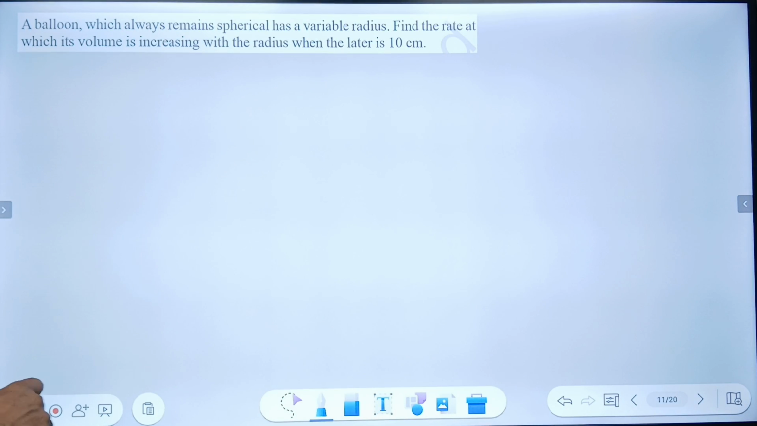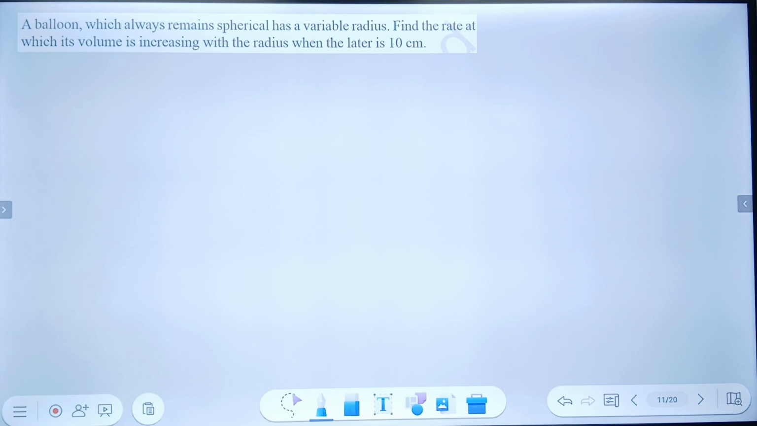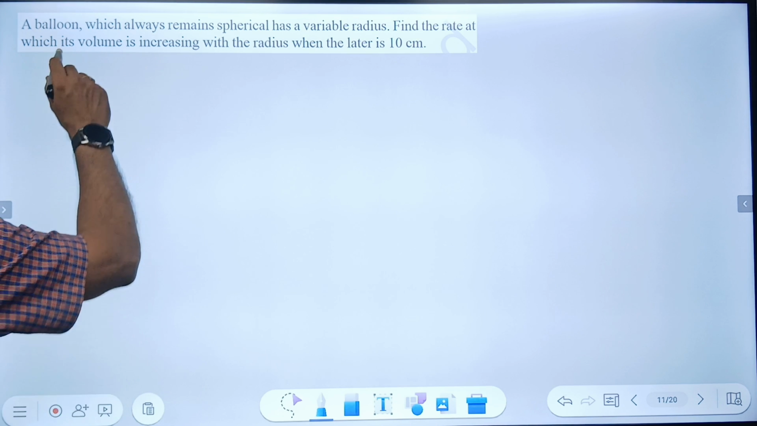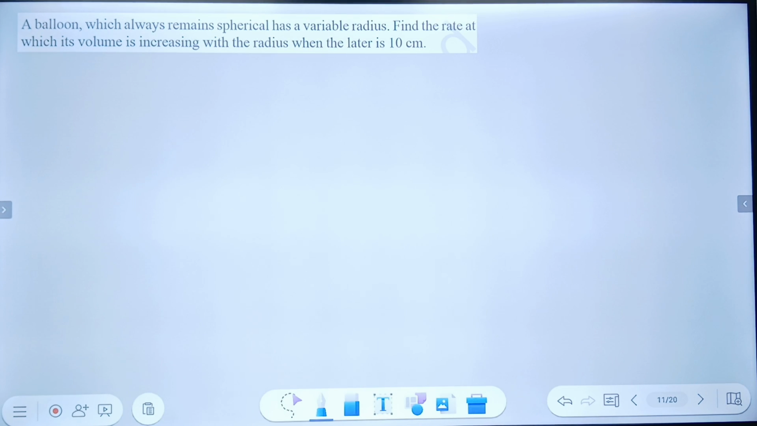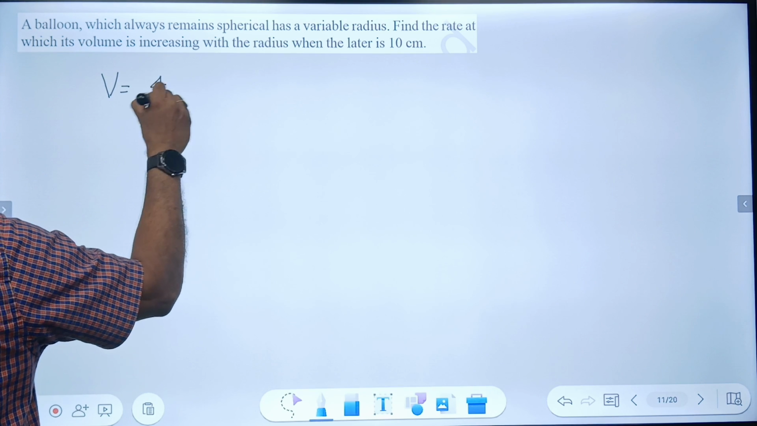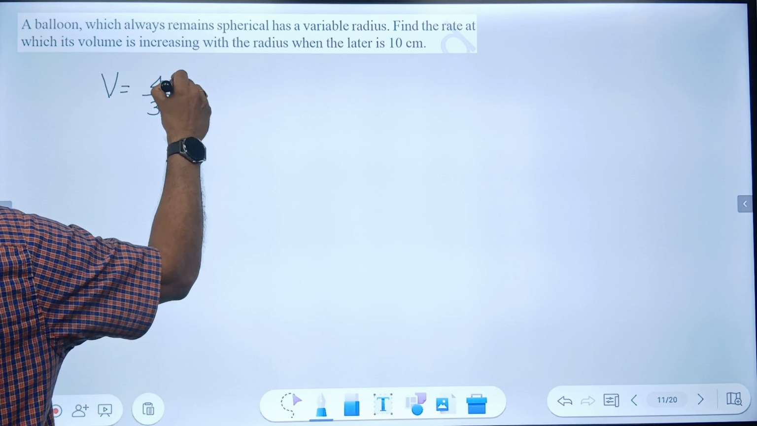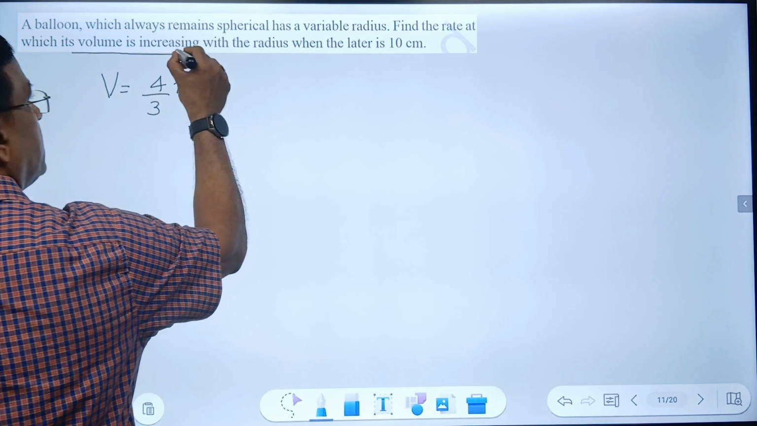Okay, a balloon which always remains spherical has a variable radius. Find the rate at which its volume is increasing with the radius when the radius is 10 centimeters. So, what is the volume of a sphere? The volume of a sphere is 4 by 3 pi r cube. He is asking me to find the change in volume with respect to radius.